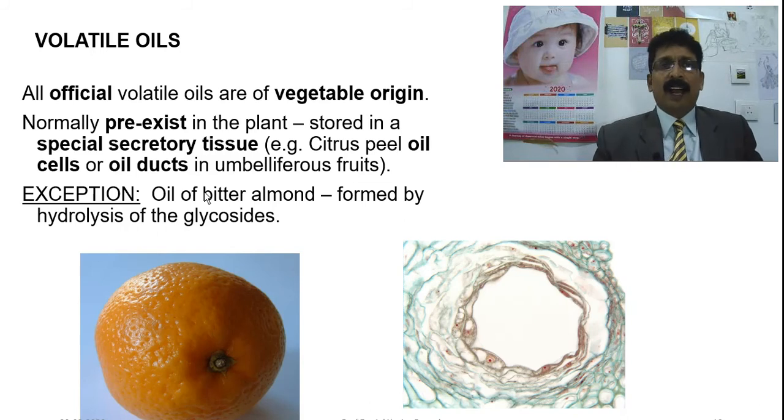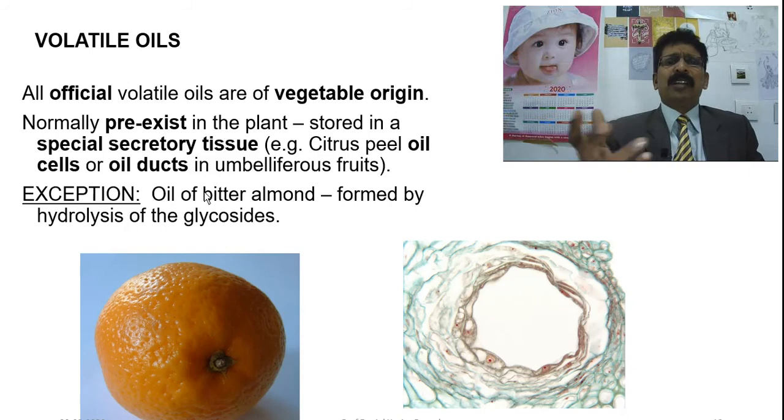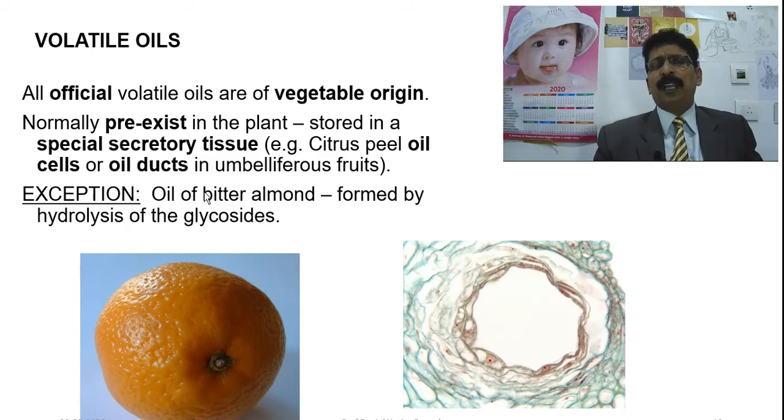Officially, volatile oils are usually of vegetable origin, and normally pre-exist in the plant, stored in special secretory cells. In citrus peel, oil cells and oil ducts may be present, and in umbelliferaceae fruits like fennel, coriander, caraway, anise. These are all umbelliferaceae fruits.